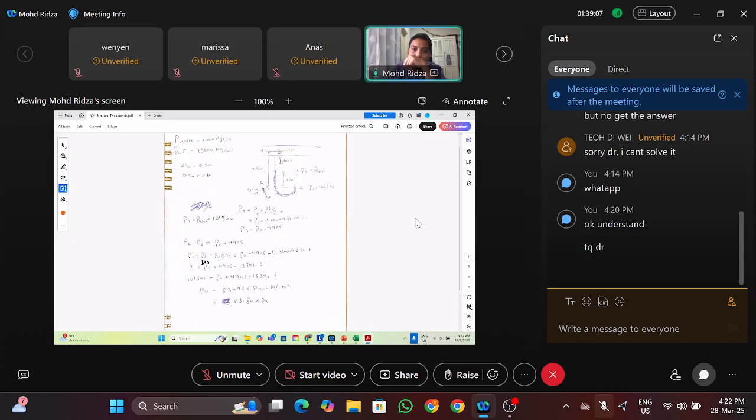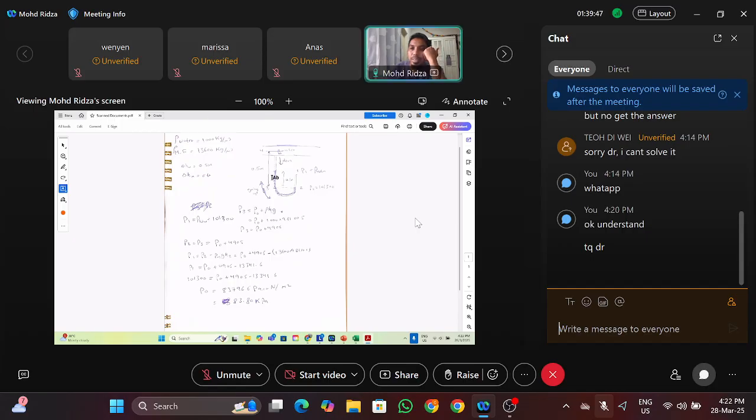And then P2, P1, where is P1? Okay, P1 equals P2 minus rho m g h2. P1 and P2 are the same because point 2 and point 1 are connected to the atmosphere. If you want to calculate, you have to use the density of air, but the density of air is very small. We can neglect it. So P1 equals P2 equals rho of water times g times 10.3 just now. Okay. So you have to make some changes here.